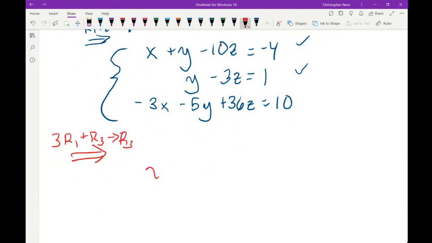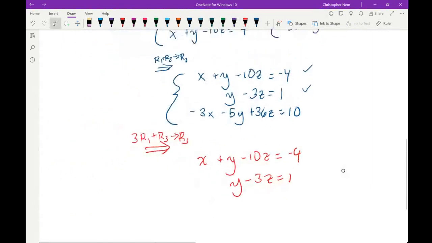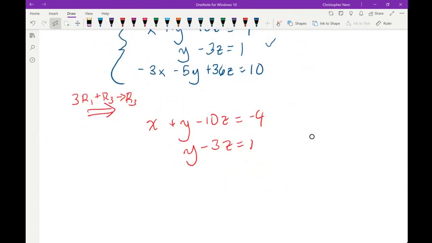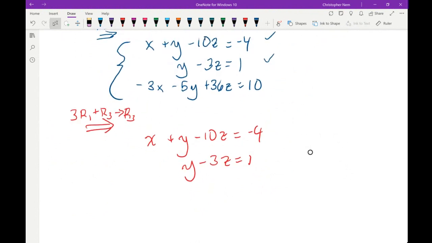In doing so, I have x plus y minus 10z equals negative 4. This still stays the same. And I encourage you to show your scratch work too. I'm not going to show it in the interest of time. But now if I do negative 3 of all of that, that's going to be 0 for the x term. So my x terms are gone. 3 times y, that's 3y. So I'm left with minus 2y. And then 3 times negative 10z, that's negative 30z, plus 36z, which is 6z. And then this is equal to 3 times negative 4, that's negative 12, plus 10, that's negative 2.